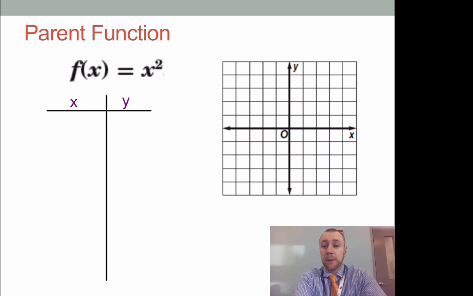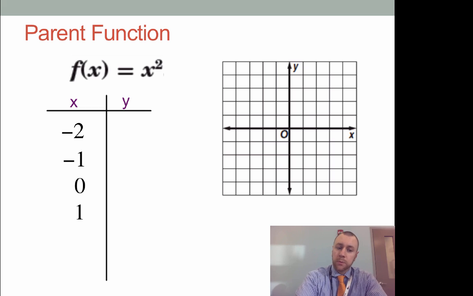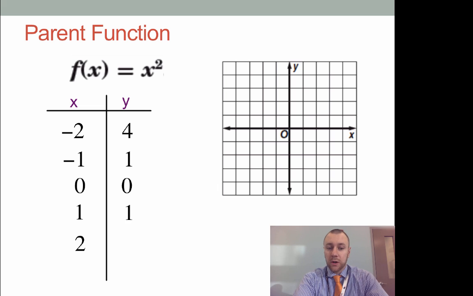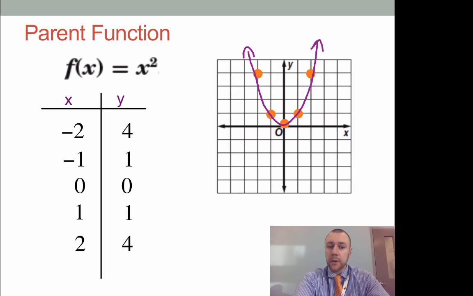So first we need to remember the parent function for a quadratic function, which is x squared. So if we start off with our normal points, -2, -1, 0, 1, and 2 for our x, when we plug them in, we get our y values, which are going to be -2 squared is 4, -1 squared is 1, 0 squared is 0, 1 squared is 1, 2 squared is 4. So then we plot them, and then we can graph our quadratic. So that is our parent function.